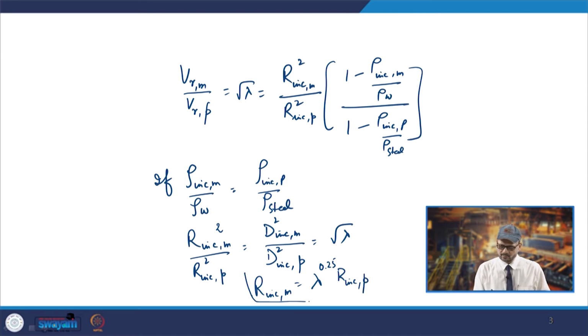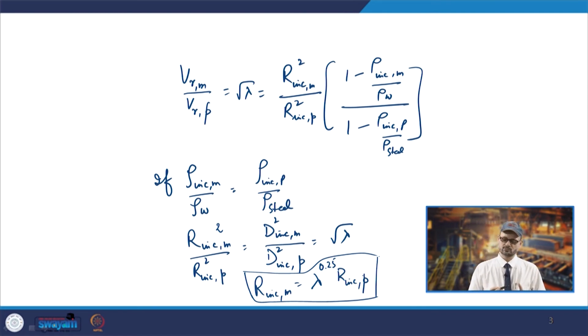This relationship indicates that if you do the water modeling, or even the modeling using mathematical formulation, and you are aiming towards establishing similarity, and the density ratio is the same, then the radius of the inclusion will be lambda to the power 0.25 times R inclusion for the prototype.